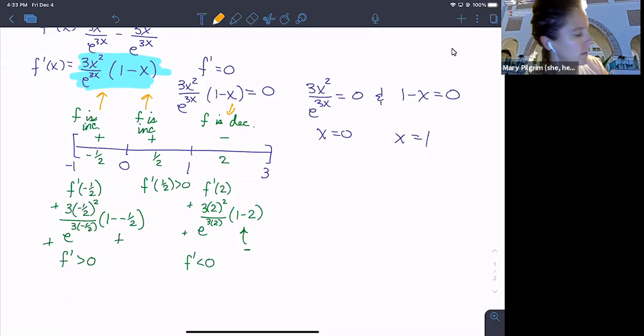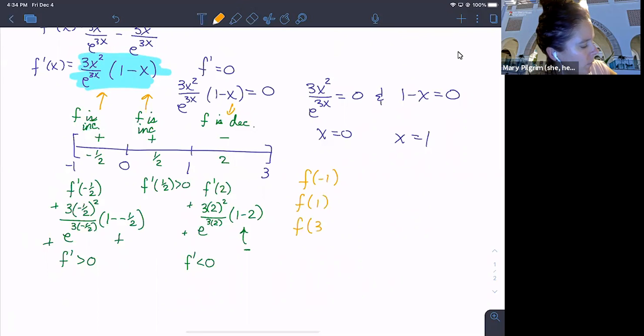So let's look at some function values. Now, in particular, we need to look at the function values at -1, 1, and 3. The reason why we don't need to look at the function value at 0 is because there's not the possibility of a max or min there. The function increases to 0, has a horizontal slope, a slope of 0 at 0, and then it continues increasing. And so there's no possibility of having a max or a min there because we're increasing before it and after.